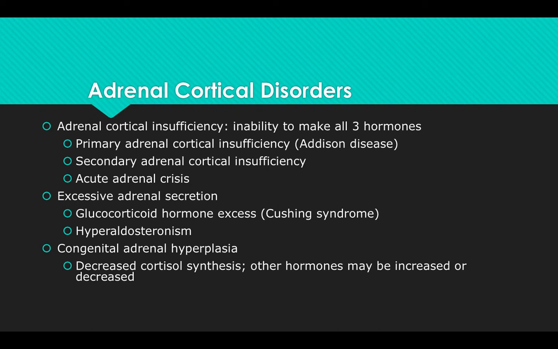In excessive adrenal secretion, where there's excess glucocorticoid hormones, we call that Cushing syndrome. Or you could also have hyperaldosteronism, or too much aldosterone. We're not going to talk a lot about congenital adrenal hyperplasia. We're going to focus on Addison's disease and Cushing's disease.